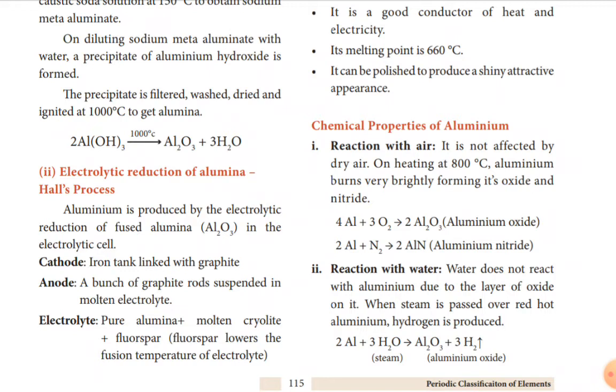So what is the mixture taken in the electrolytic tank? That is called electrolyte. Electrolyte is the mixture which is taken for the reduction. Pure alumina obtained from the Baeyer process, the pure alumina plus molten cryolite is added, fluorspar is added. These three are taken in the electrolytic tank. These three are together called electrolyte. What are the things? Alumina, cryolite, fluorspar. Out of this, fluorspar is the substance which is used to reduce the fusion temperature.